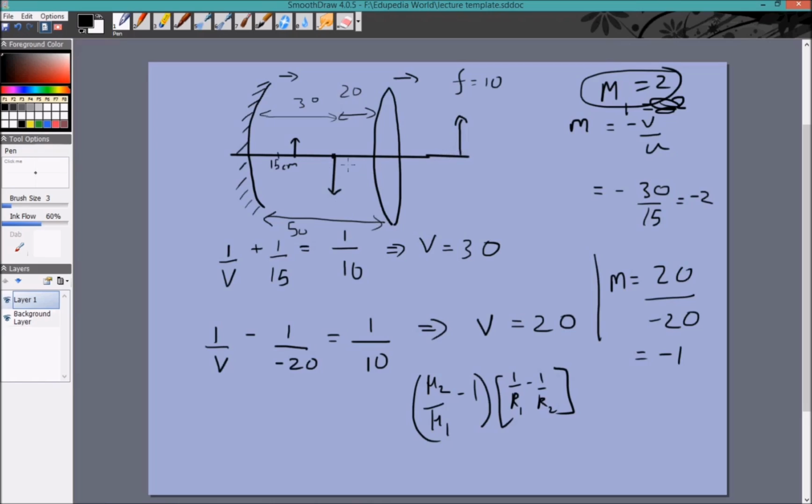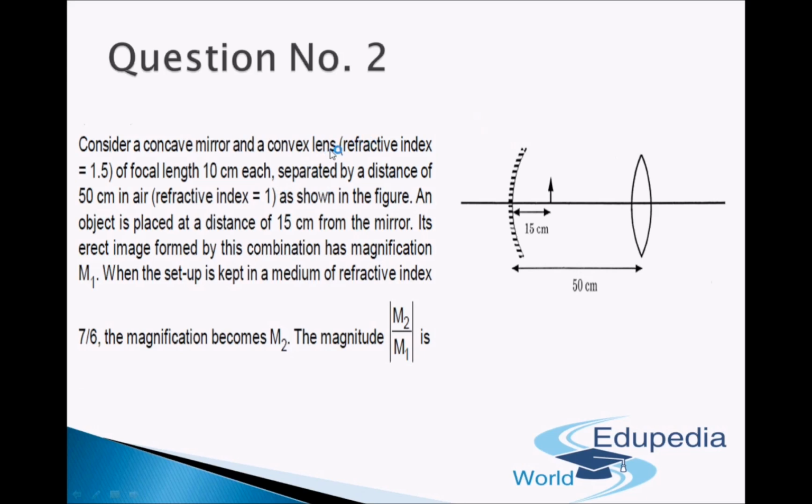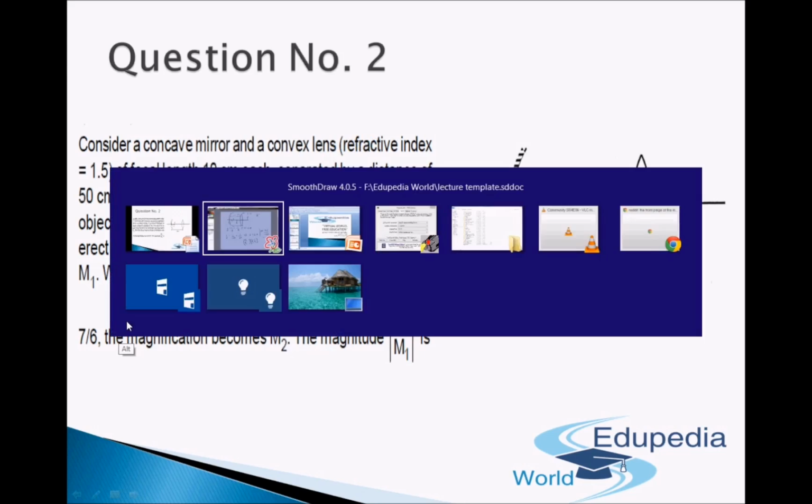So the only things which will be different will be the lens images. So let's see what the focal length will be, because this is the only term that will be different. Earlier we knew the focal length was 10, and that was equal to the refractive index of the lens, which is given as 1.5, and the refractive index of the medium is 7 by 6.